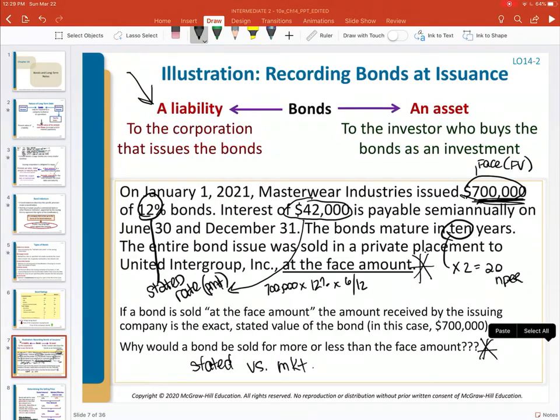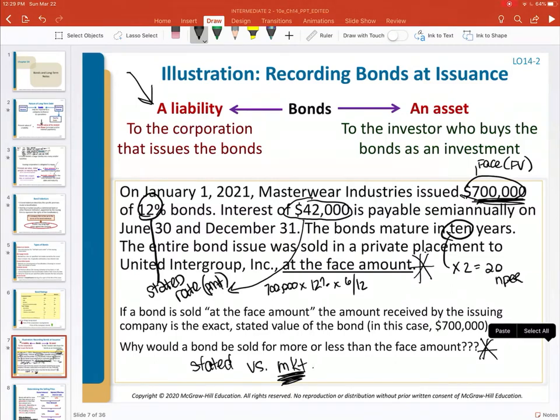Okay, so let's think about that for a second. Our stated rate is what's going to be listed in our bond contract as the amount that we intend to pay periodically to our investors. That could potentially be different than the market rate. The market rate as we talk about these bonds, we can think about as basically on average out in the marketplace.